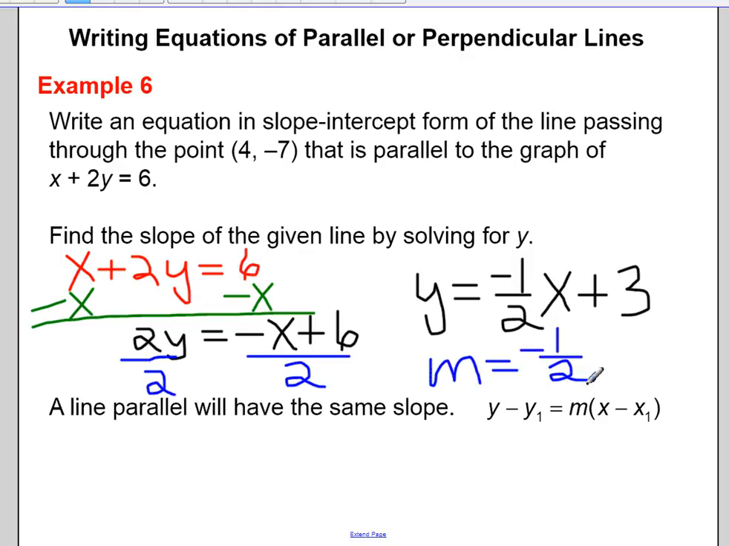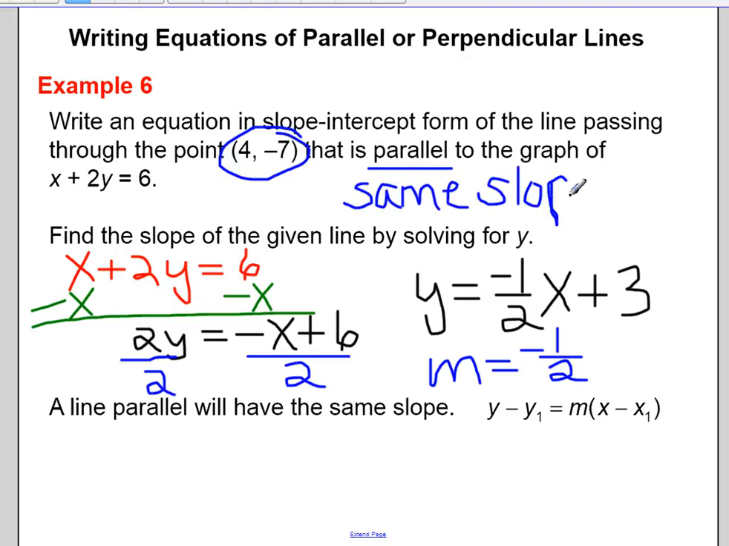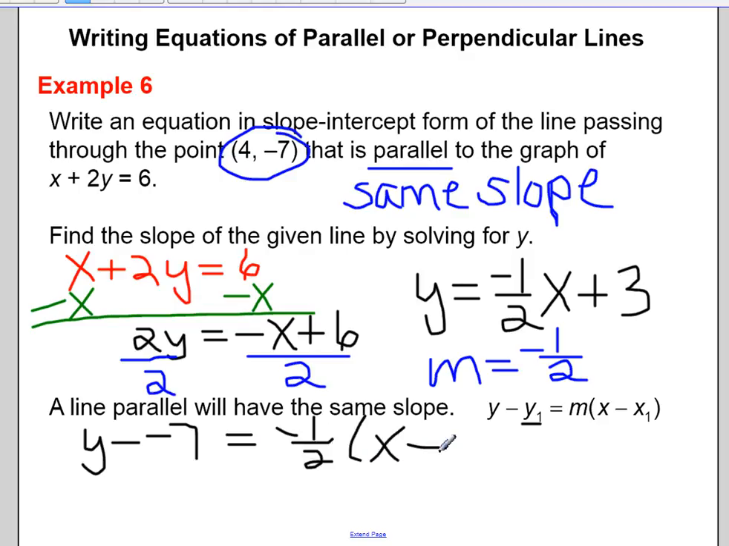And we want to find the equation of a new line that goes through this point (4, -7) that is parallel. Parallel lines have the same slope. So we're going to use the point-slope formula using the given point and the slope of the other line. When we do that, we get y minus our y1, which is -7, equals the slope, negative 1/2, times x minus our given x value of 4.